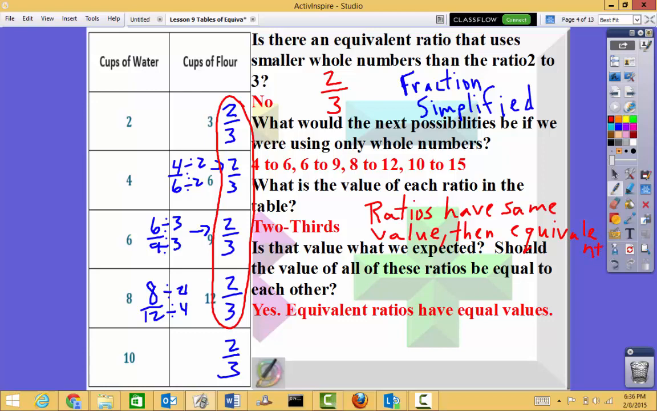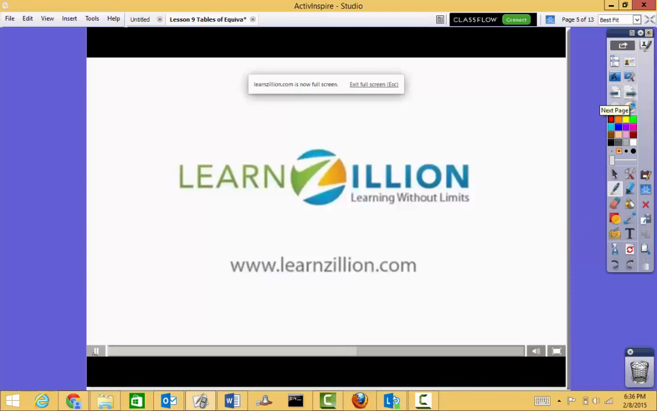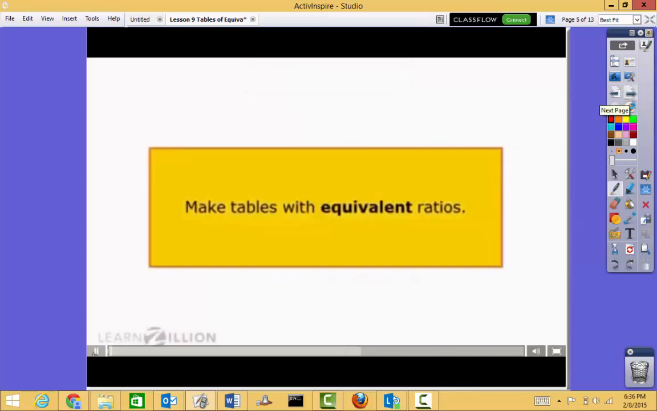So if I look down here, is that value what we expected? Should the value of all these ratios be equal to each other? Our answer is yes, they should, because equivalent ratios have that same value. So let's watch this short little video on ratio tables.